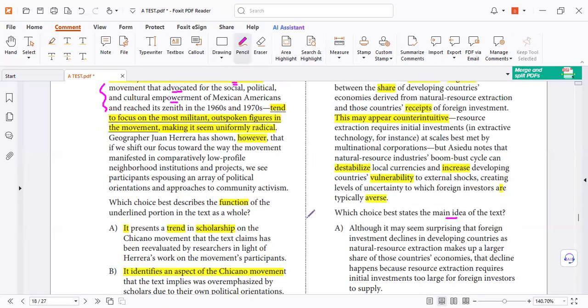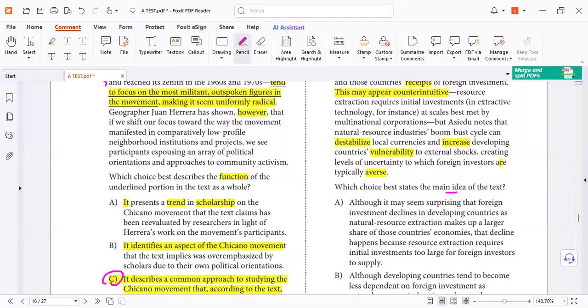The letter A. Oh, my friend. That's why I'm telling you, focus on the other ones and the conclusion. Look, natural resource industries boom past cycle to invest in the natural resources. It says destabilize, negative, and increase developing countries' vulnerability, negative. Vulnerability means exposed to something negative: external shocks, levels of uncertainty, to which foreign investors are averse. They hate that.